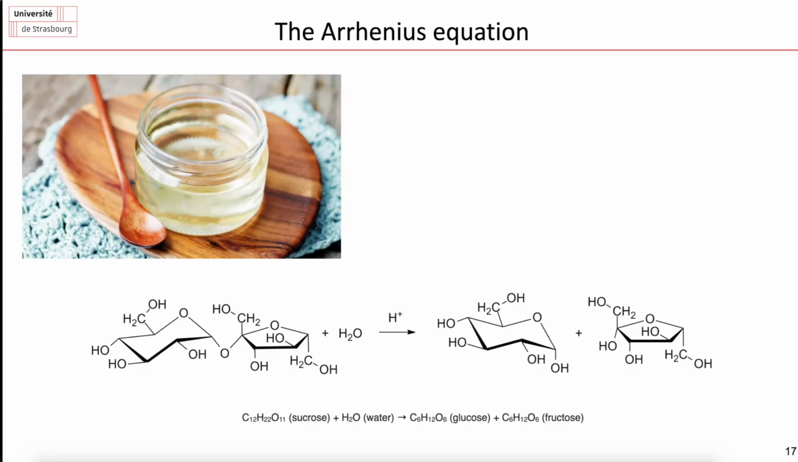So here we see the sugar inversion that I was talking about before. So you start from sucrose, which is table sugar. If you heat it with water and you put a little bit of acid, it can decompose into glucose and fructose. And why do people do that? So in the bakeries, they do this a lot because glucose and fructose together, they taste sweeter than just sucrose.